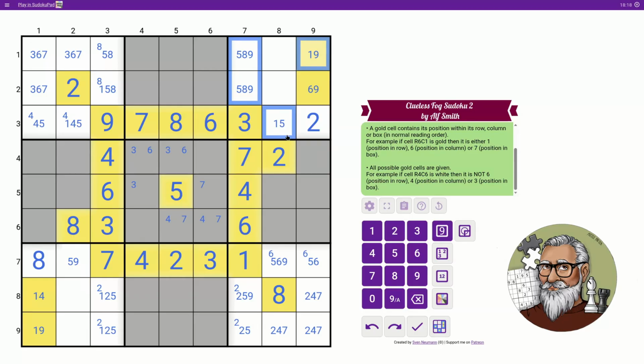1589. All right, 1589. So this has to be 6. Do we have the same here? Doesn't look like it. Well, 1259 actually. Yeah, so this is 4. Still not getting anything. No, this is 4 then, and that is 5. That's 1, 9.